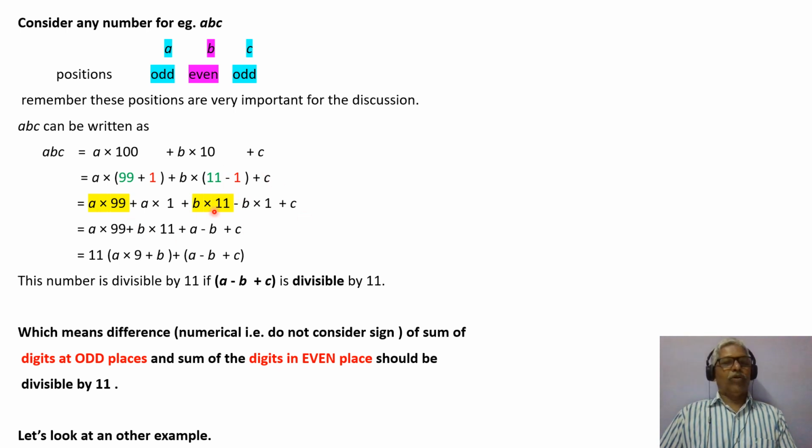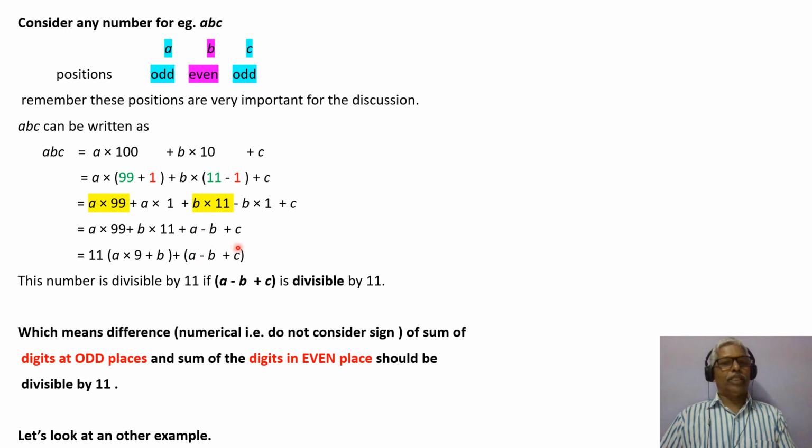Now collect all this, or bring all this together. A into 99 plus B into 11. We are rearranging these terms. What remains here is A minus B plus C. Very easy. Okay. Now take 11 common, and we are left with A into 9 plus B. So this bracket is multiplied by 11. So this term is divisible by 11, plus A minus B plus C.